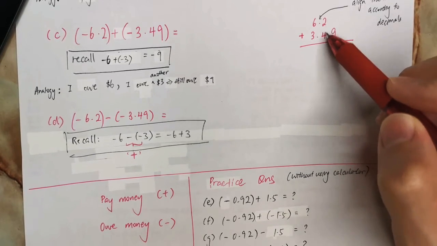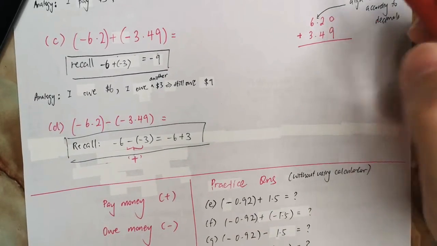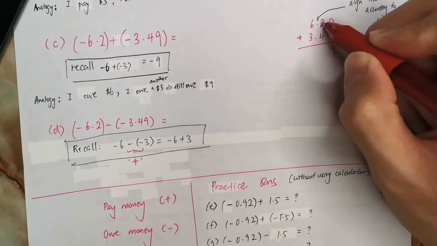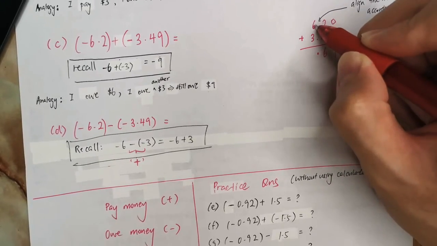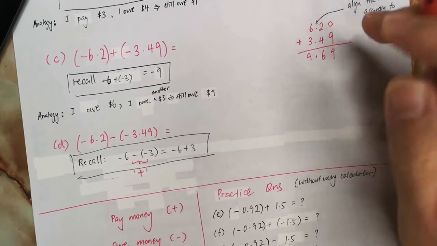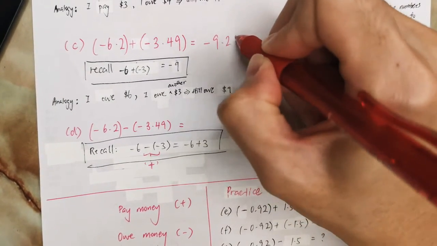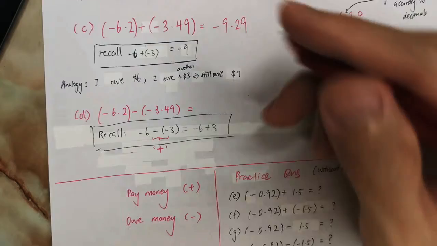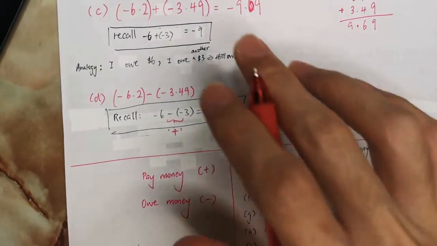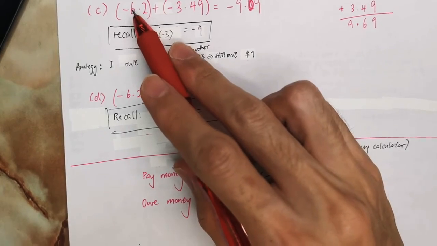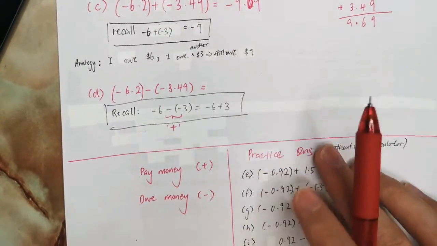So 2 and 4 will be together in the same column. Let's add them. Here will be a 0. So 0 plus 9 is 9. 2 plus 4 is 6. I put the decimal in. 6 plus 3 is 9. So in this case, my answer will be negative 9.29. No, negative 9.69. So this is how I do it whenever I have the addition of two negative decimal numbers.